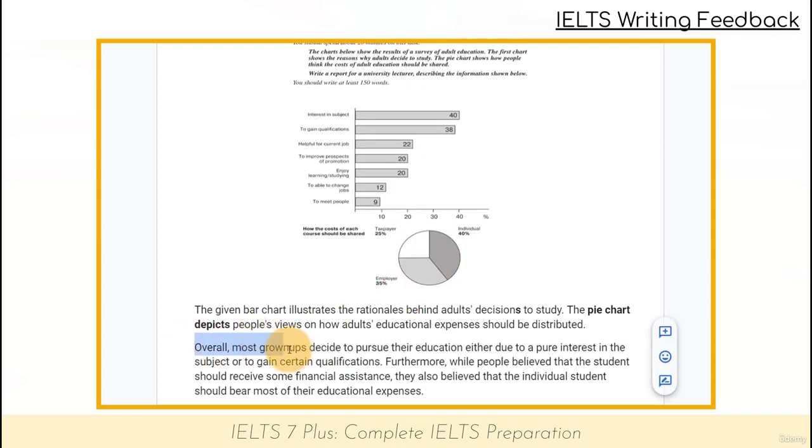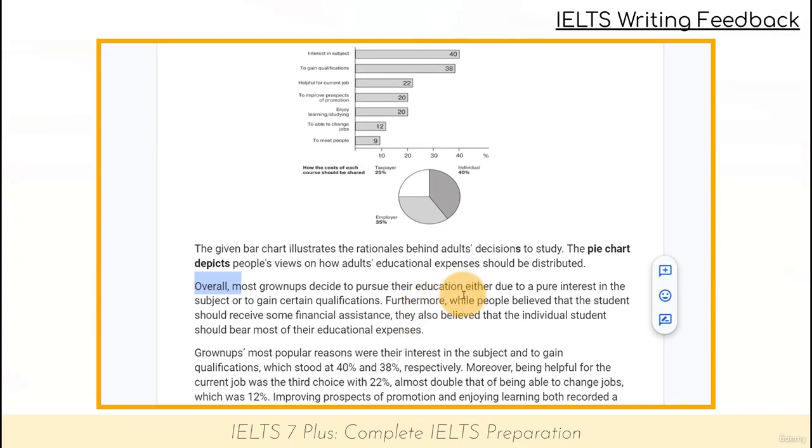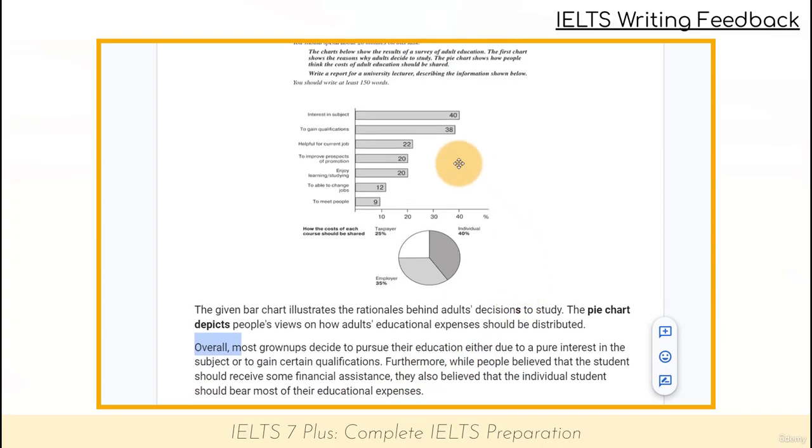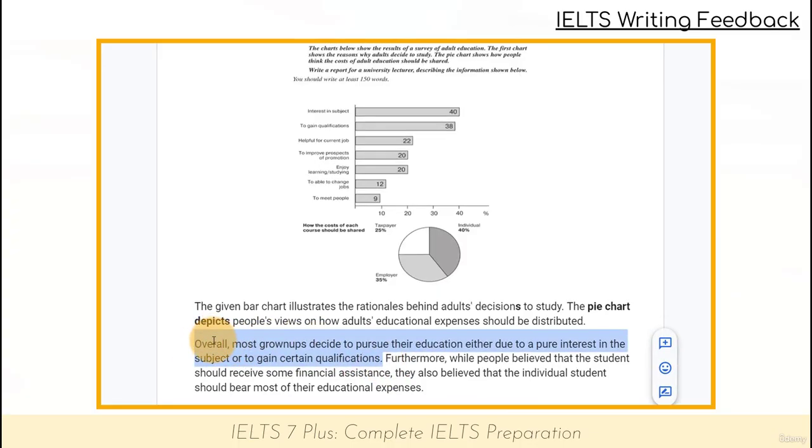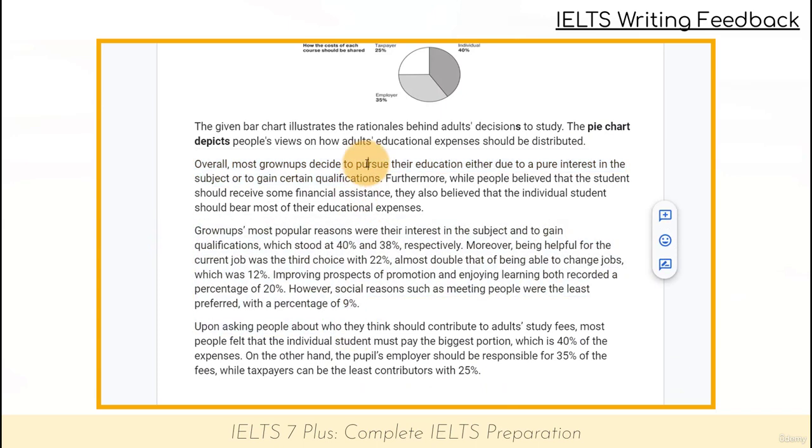Let's take a look. Overall, most grown-ups, and I like the way they've used a mix of language here, adults, grown-ups. Overall, most grown-ups decide to pursue their education either due to pure interest in the subject or to gain qualifications. And that's correct, yeah, 78%. So that's a big chunk. So I think that that's a nice overview just to say that without saying over 78% or at 78%. That's specific details that we leave for our detailed paragraphs.